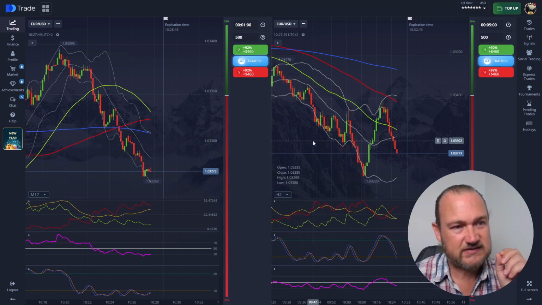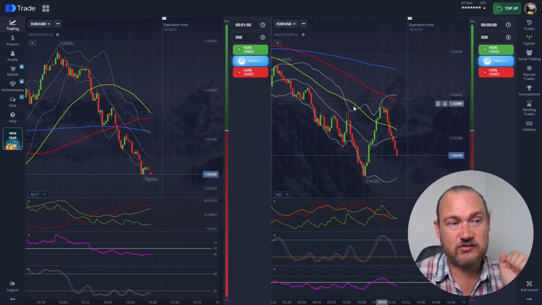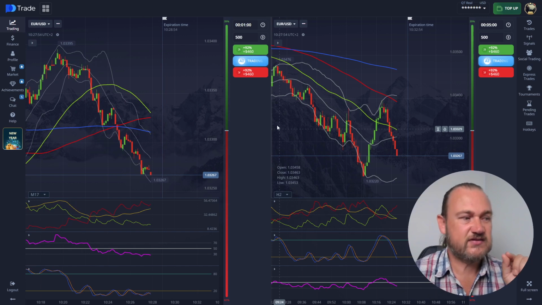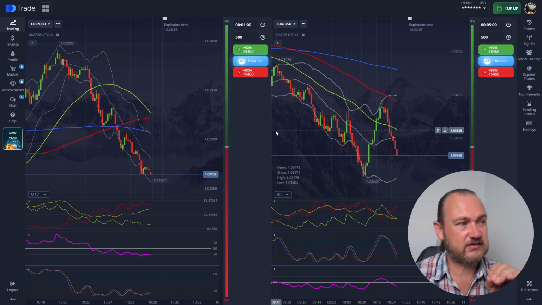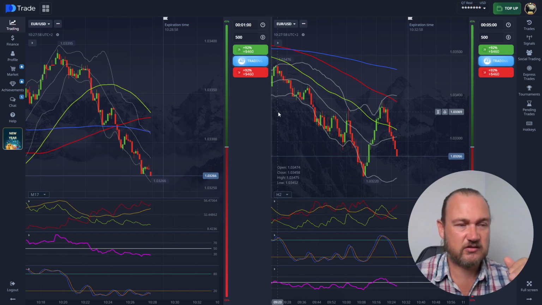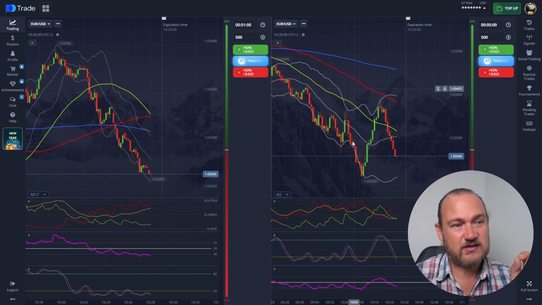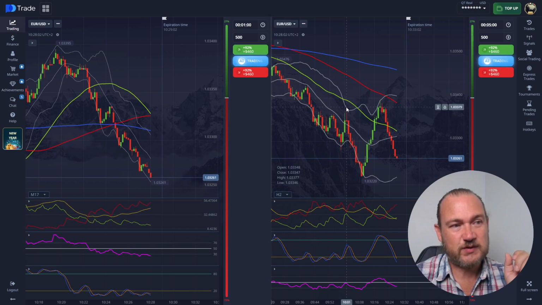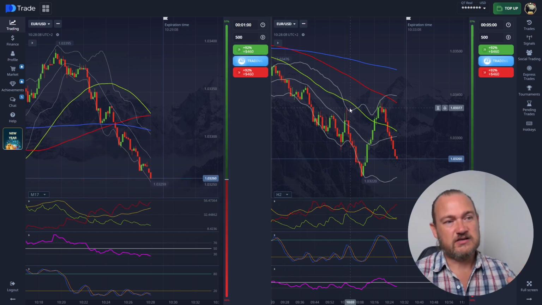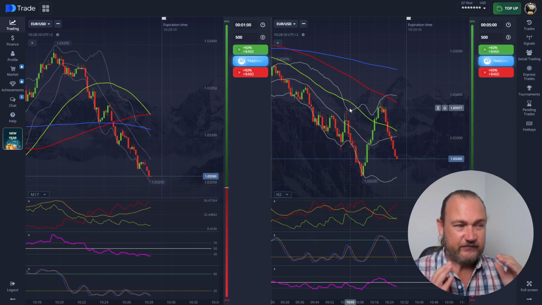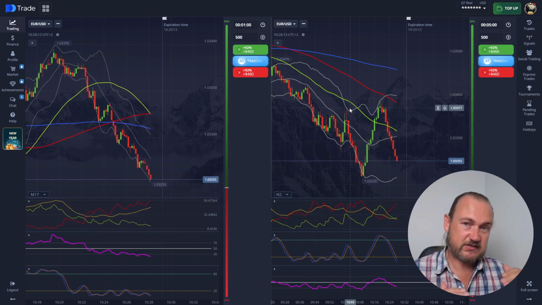But when this setup does occur, and I use this on the 1 minute chart, right? I ignored it on the 10 seconds chart. But when this setup occurs, this will be an immediate sell for me. So as soon as price hits, I will take a 1 minute sell. But it's crucial that the Bollinger Bands must still be closing.